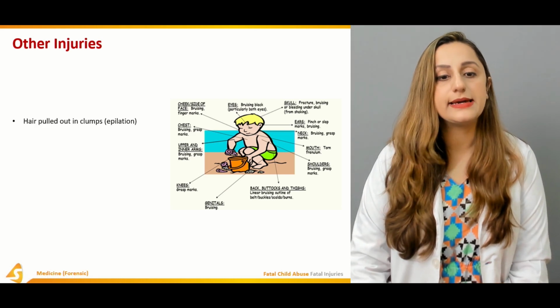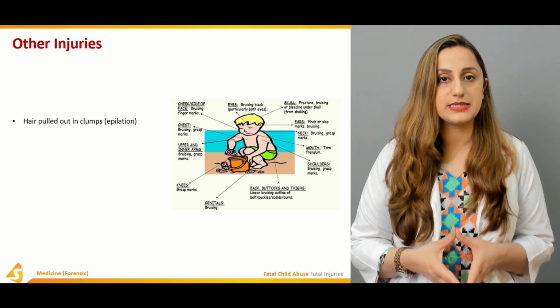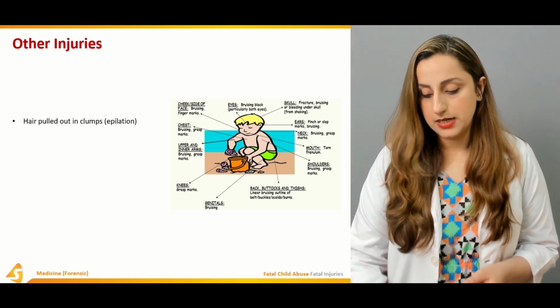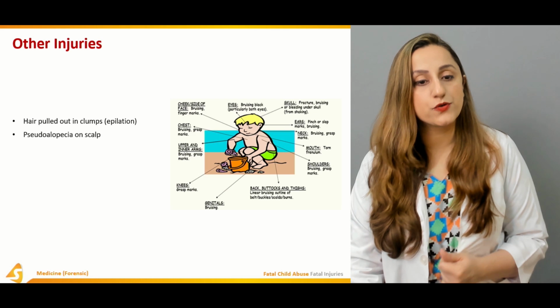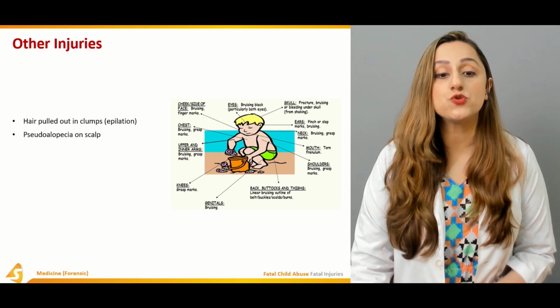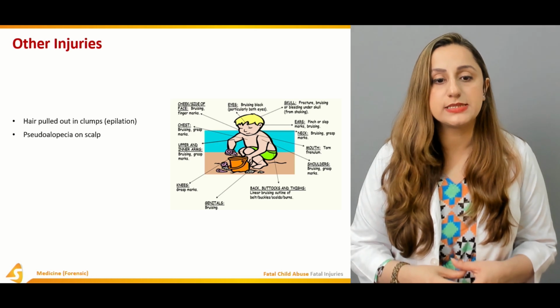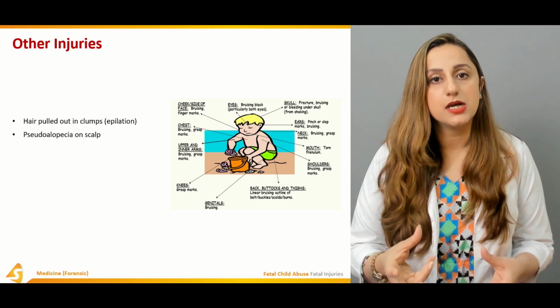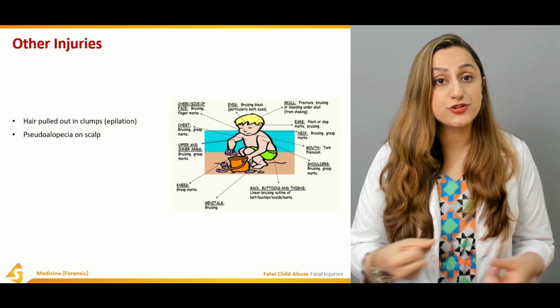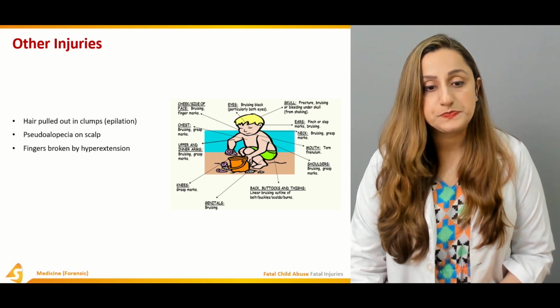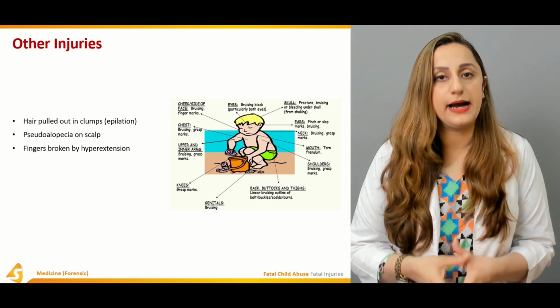Basically, the hair is pulled out in clumps. It's an epilation phenomenon. These signs have to be looked for in these cases. Then we can have pseudo alopecia on the scalp. It's going to point towards the pulling out of the hair, or just putting pressure on the scalp of the child. Fingers are broken by hyperextension.